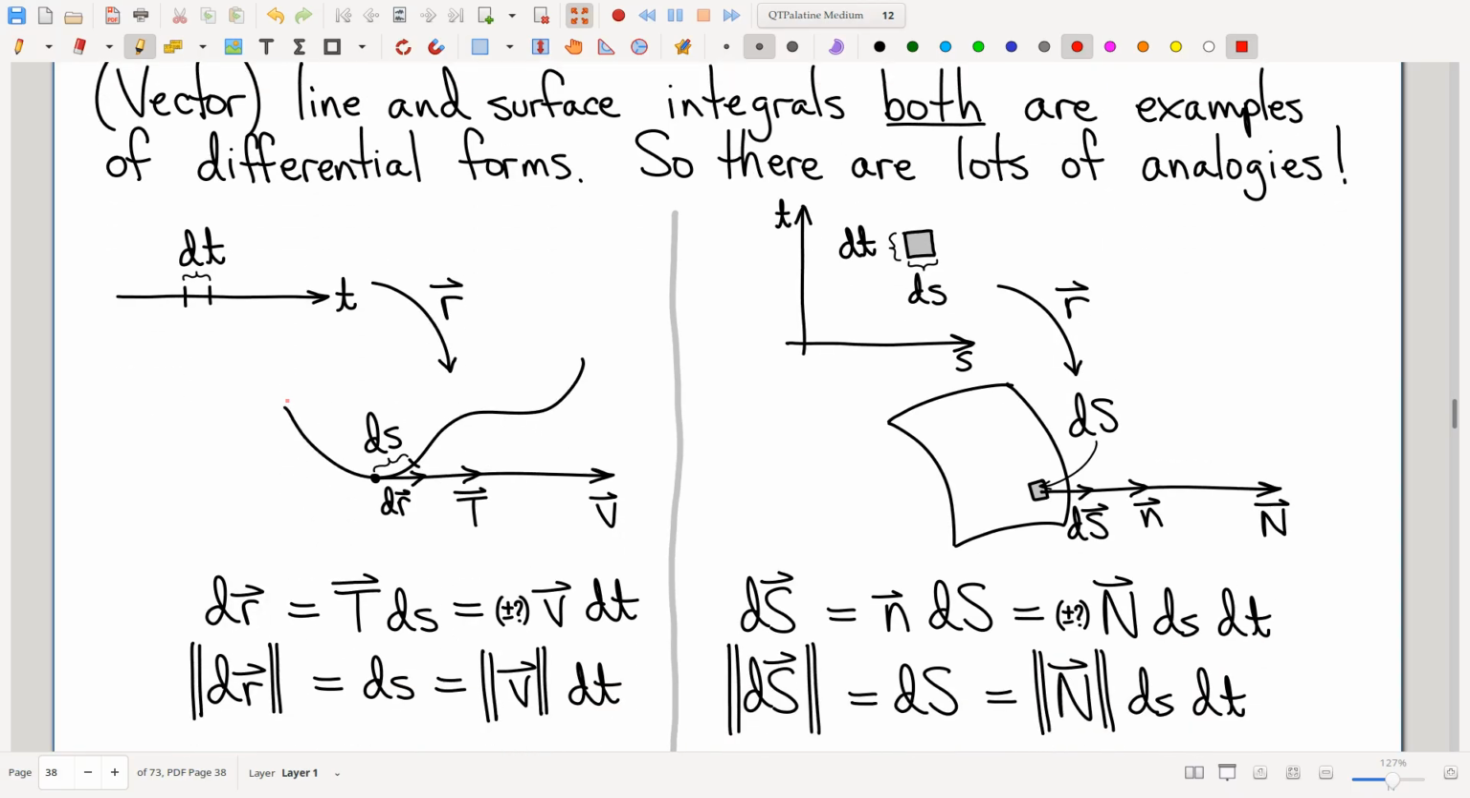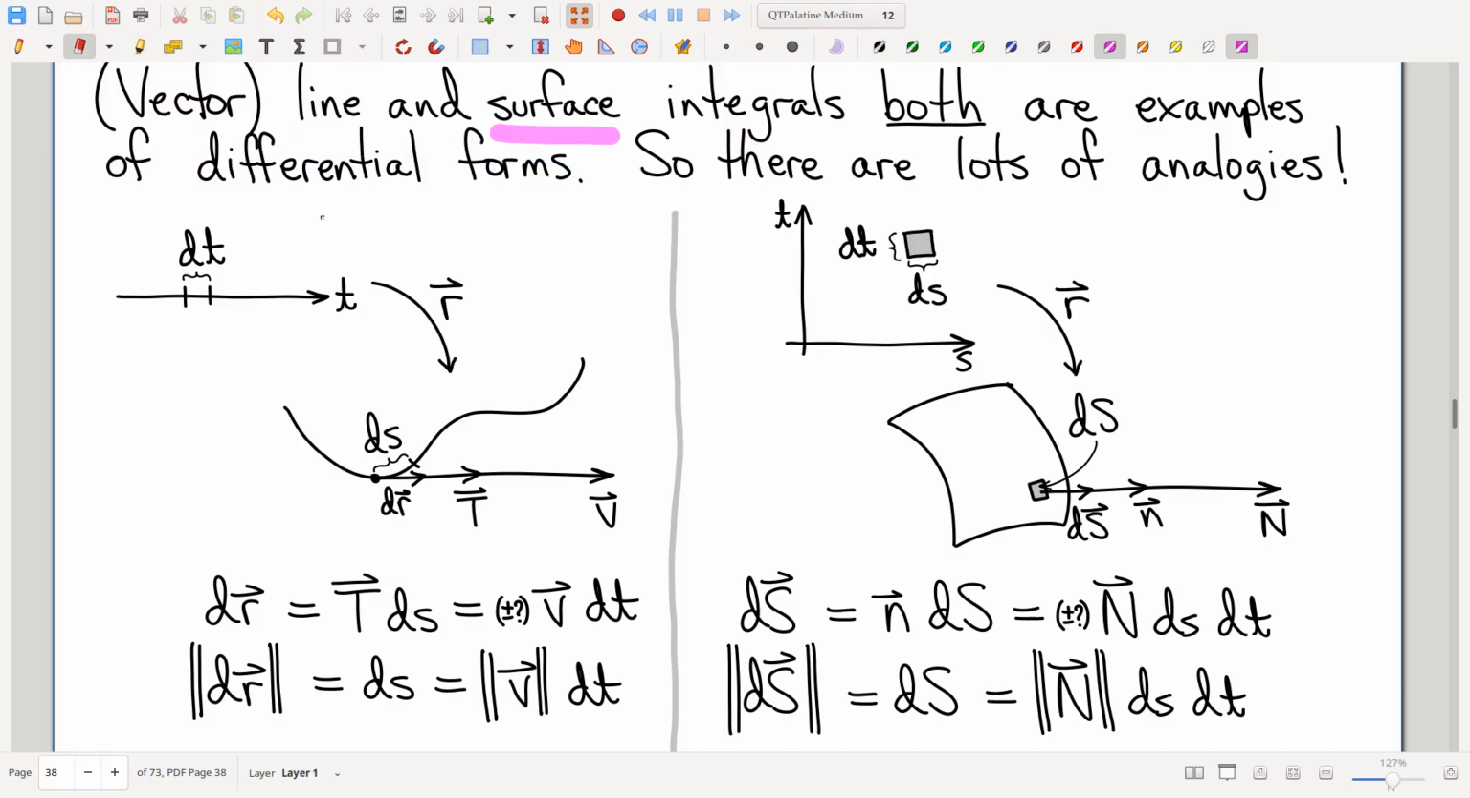And by the way, why? Because both line integrals and surface integrals are integrals of differential forms. Vector line integrals are integrals of differential 1-forms. Vector surface integrals are integrals of differential 2-forms. They are literally the same construction applied to different circumstances. So of course they're analogous. They come from the same general construction.